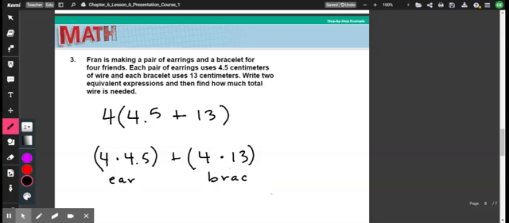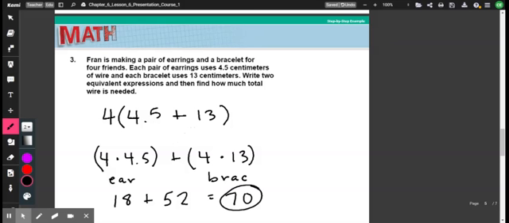All right. So then if we figure this out, we would do 4 times 4.5, which is going to give us 18, plus 4 times 13, which is then going to give us 52. 18 plus 52 is going to give us 70, okay? So we're going to use 70 centimeters of wire, it looks like.